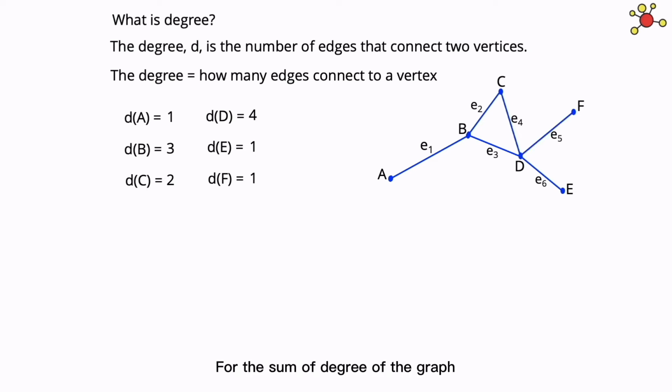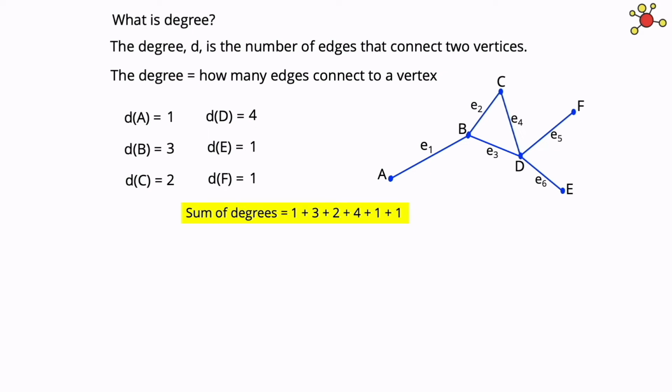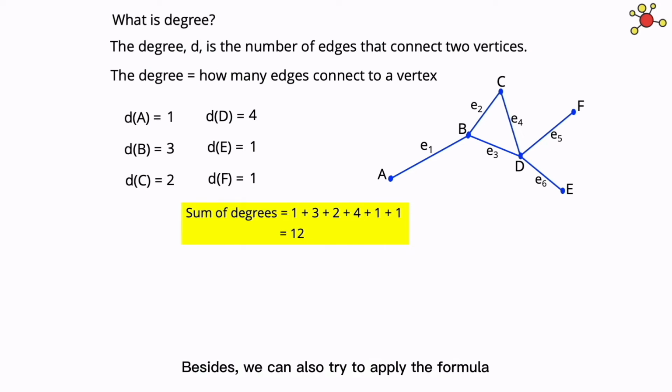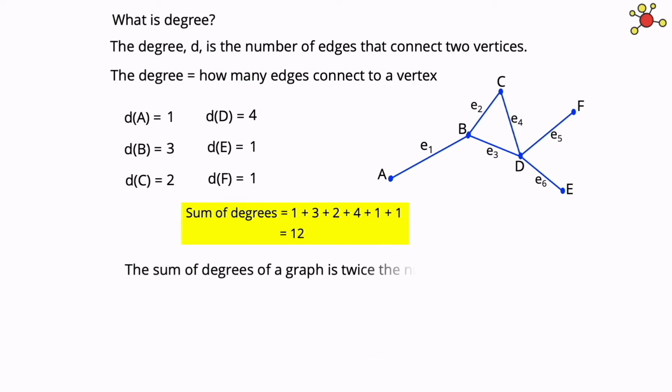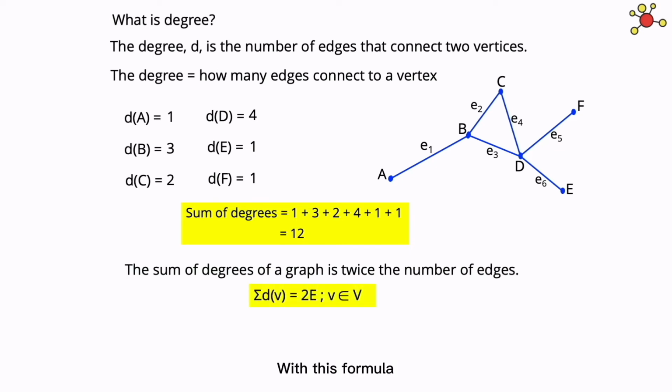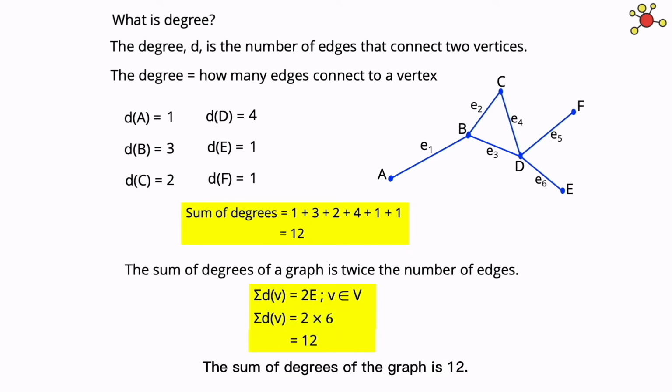For the sum of degrees of the graph, we add up all the individual degrees of the vertices. 1 plus 3 plus 2 plus 4 plus 1 plus 1, we will get 12. Besides, we can also apply the formula: the sum of degrees of a graph is twice the number of edges. With this formula, we can just count the number of edges and multiply by 2. The number of edges is 6. 2 times 6 is 12. The sum of degrees of the graph is 12.